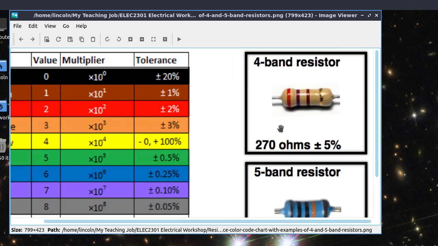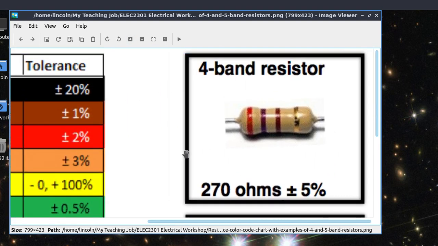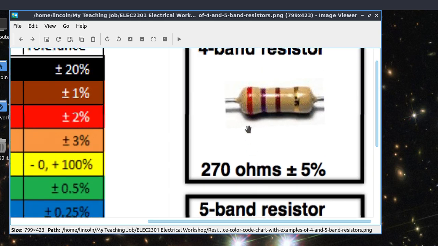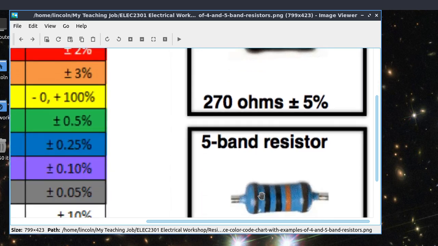Here we have the 4-band and the 5-band resistors. Now notice the first color you start with is the one that is nearer to the end of the resistor, and you have these 3 colors close to it. Then the 4th one. At the 5-band, you have 4 colors that are close together starting at the end, and then some distance away from them is the 5th color.